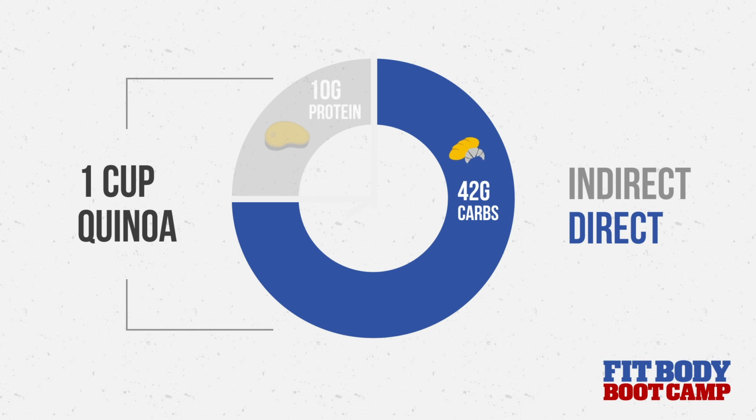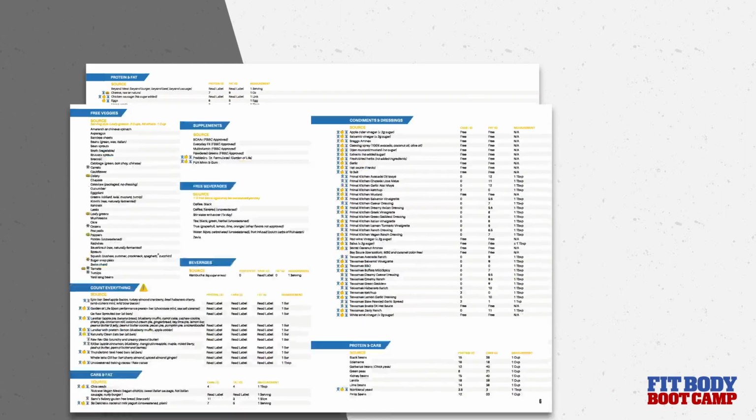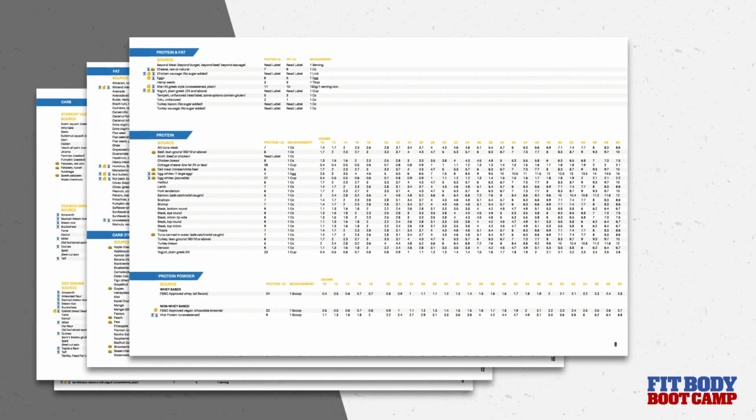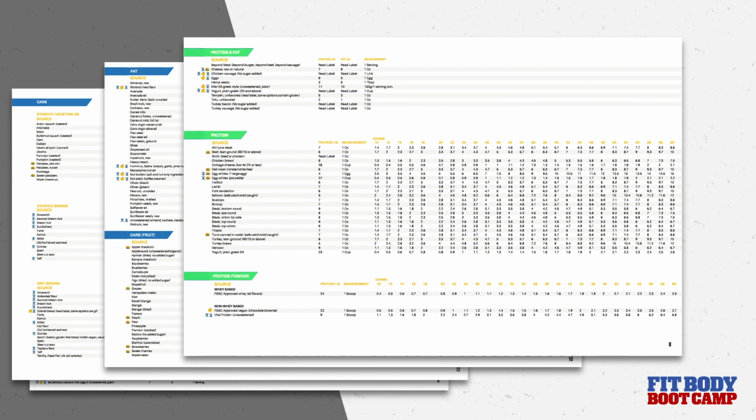Now that you understand our direct macro counting system, let's look at the food list. On the food list, you'll see foods separated by macro category: proteins, carbs, and fat. Foods are listed based on the direct macro in them. The good news is you don't have to calculate anything because we've done the math for you. Simply find the food you want to eat and count the macro amount listed next to it.